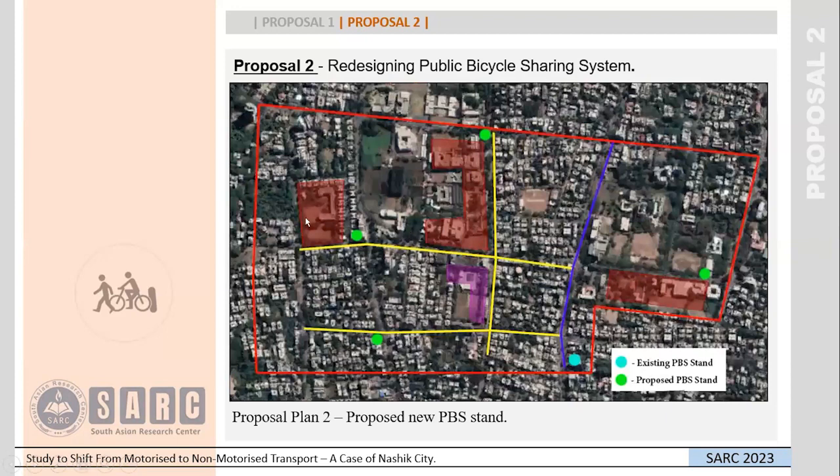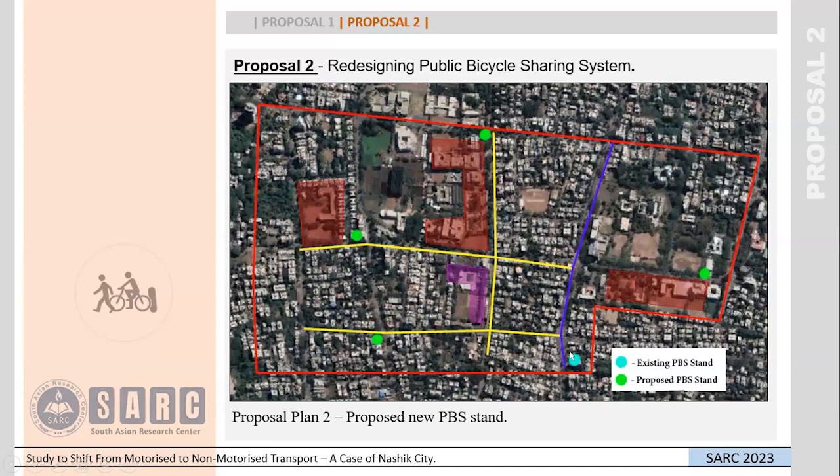So this was my solution for the barriers. This is a residential area, and the existing PBS bicycle area is about 1.5 kilometers away from the main residential area. That's why when people want to use it, they need to go all the way there and then use it. So it is not very feasible for people to use it from here.